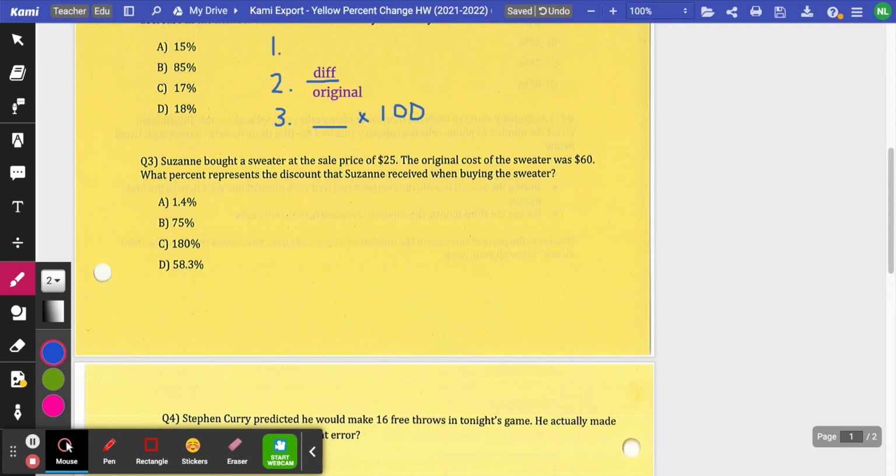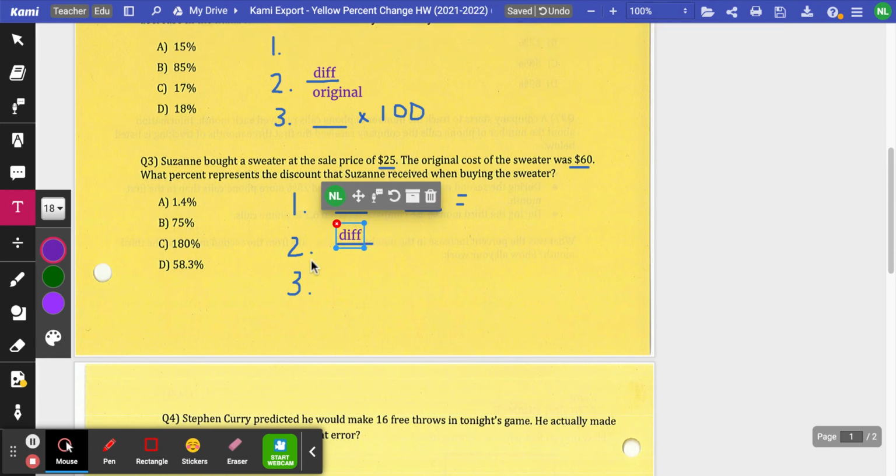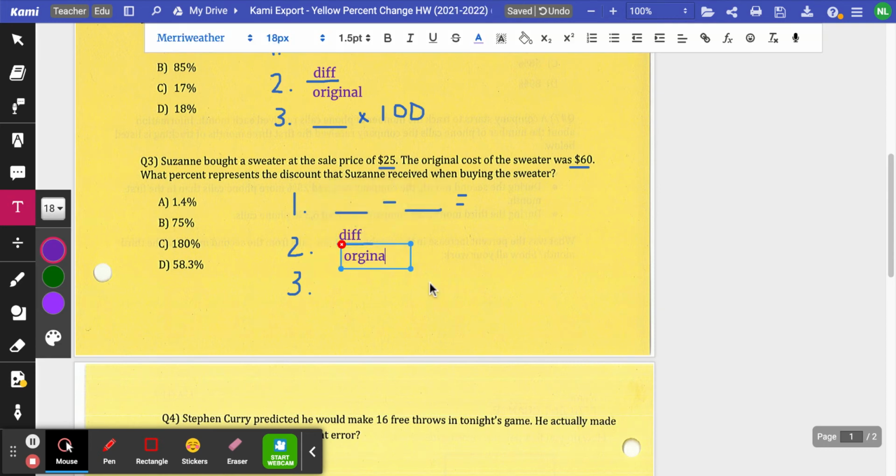Question 3, Suzanne bought a sweater at the sale price of $25. The sweater was originally $60. What percent represents the discount that Suzanne received when buying the sweater? Setting up those same 3 steps. Finding the difference. So blank minus blank equals what? Taking the next part and setting up the ratio. So doing that, whatever you got, the difference, and dividing it by the original number.